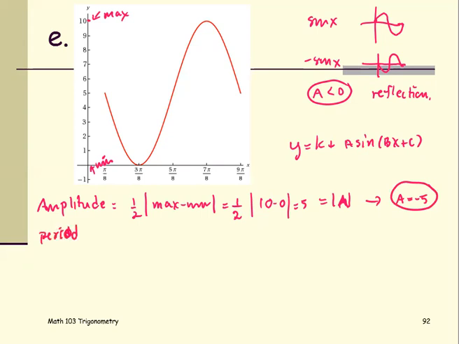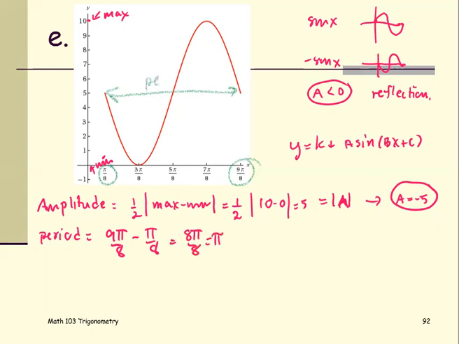Next, consider the period. For this graph, the period is the difference of the right end and the left end point. So the right end is 9 pi over 8. The left end is pi over 8. So the difference will be 8 pi over 8, or just pi. So in green here is the period.